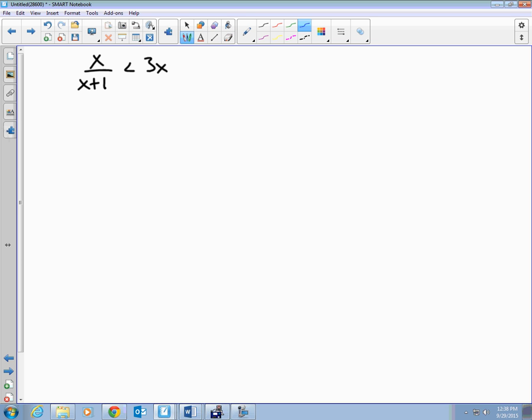What's the first step? Bring it over. X over x plus 1 minus 3x over 1 is less than 0. I have to make it into one fraction. So what do we do? Multiply top and bottom by x plus 1.